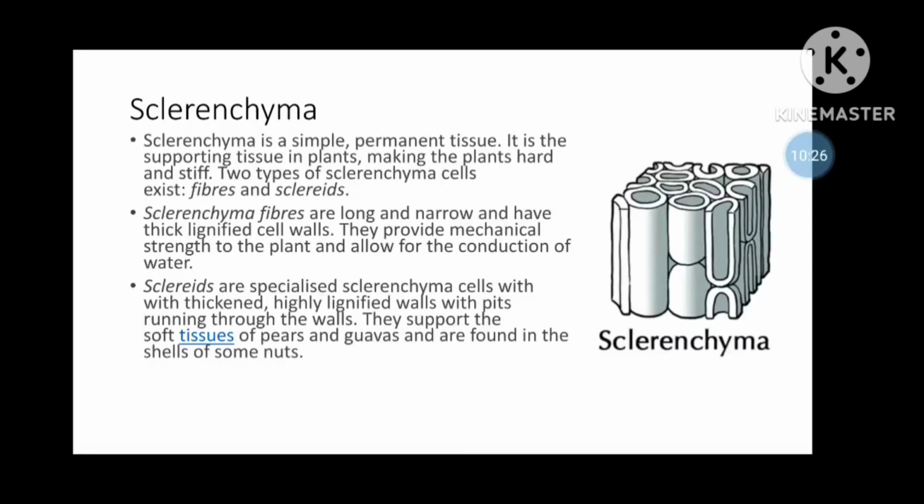Sclereids are specialized sclerenchyma cells with a thickened, highly lignified wall with a pit running through the walls. They support the soft tissue in pear and guava and are found in the shells of some nuts.